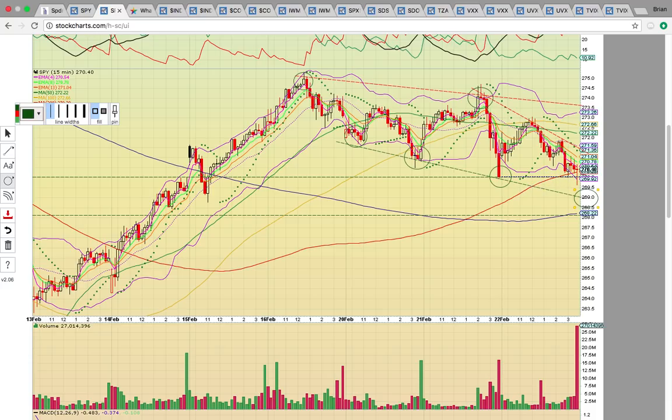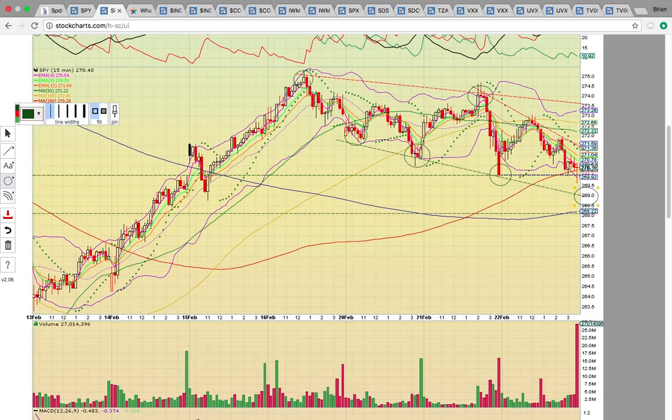It's hitting this red line, which is the 200 simple moving average, currently at 270.28, and it's just holding on to that line for dear life. Look at how these 5 candles are clinging to that. Look at that lower wick.